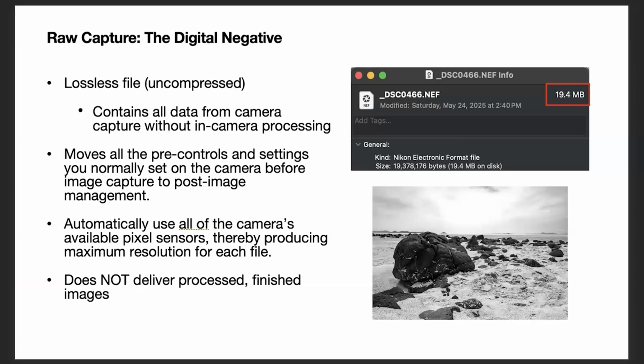Now, when it says it does not deliver processed finished images, when you look at your raw file, it will not have a lot of contrast. The exposure isn't going to 100% match what your vision was when capturing the image. And that's the whole point. It's not supposed to be a finished product. It is supposed to be information for you to work with to design the edit of your photograph the way that you want it to be.